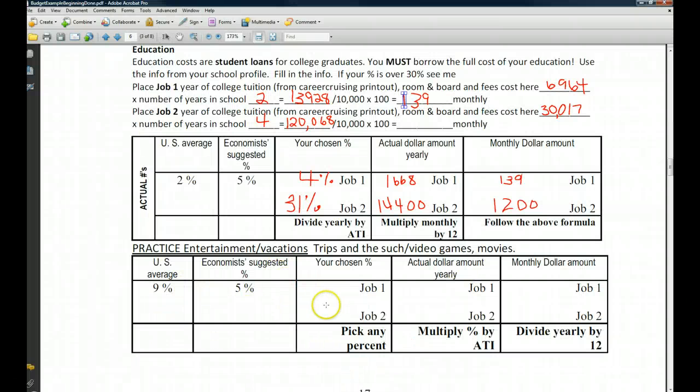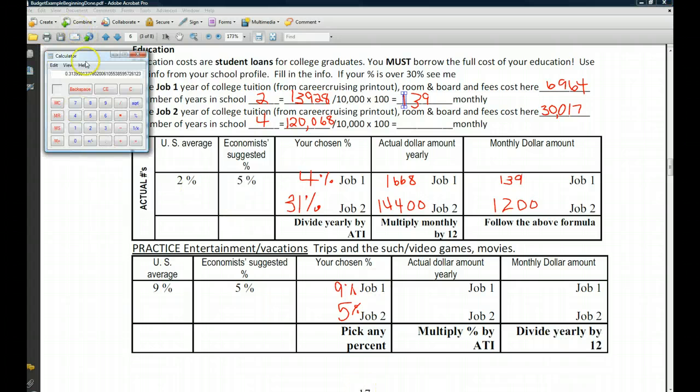Now, this part right here is easy, okay? You don't have to pull any information. You are just going to pick a percentage for your entertainment and vacation, so trips and video games, movies. How much do you want to spend? Well, I think I'll spend 9% for my one job, but because I have such expensive school, I'm probably just going to stick with that 5% for the other. Now, what you're going to do is multiply by your ATI. So you take your ATI.